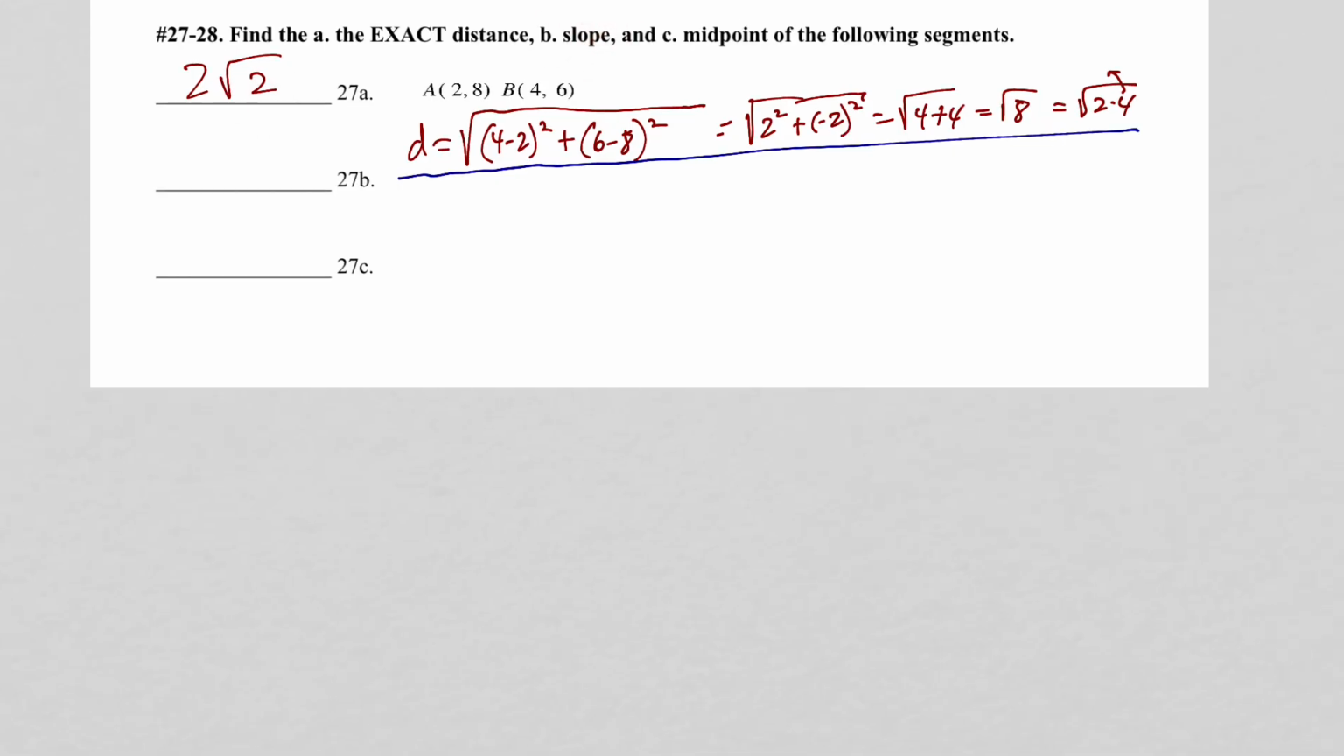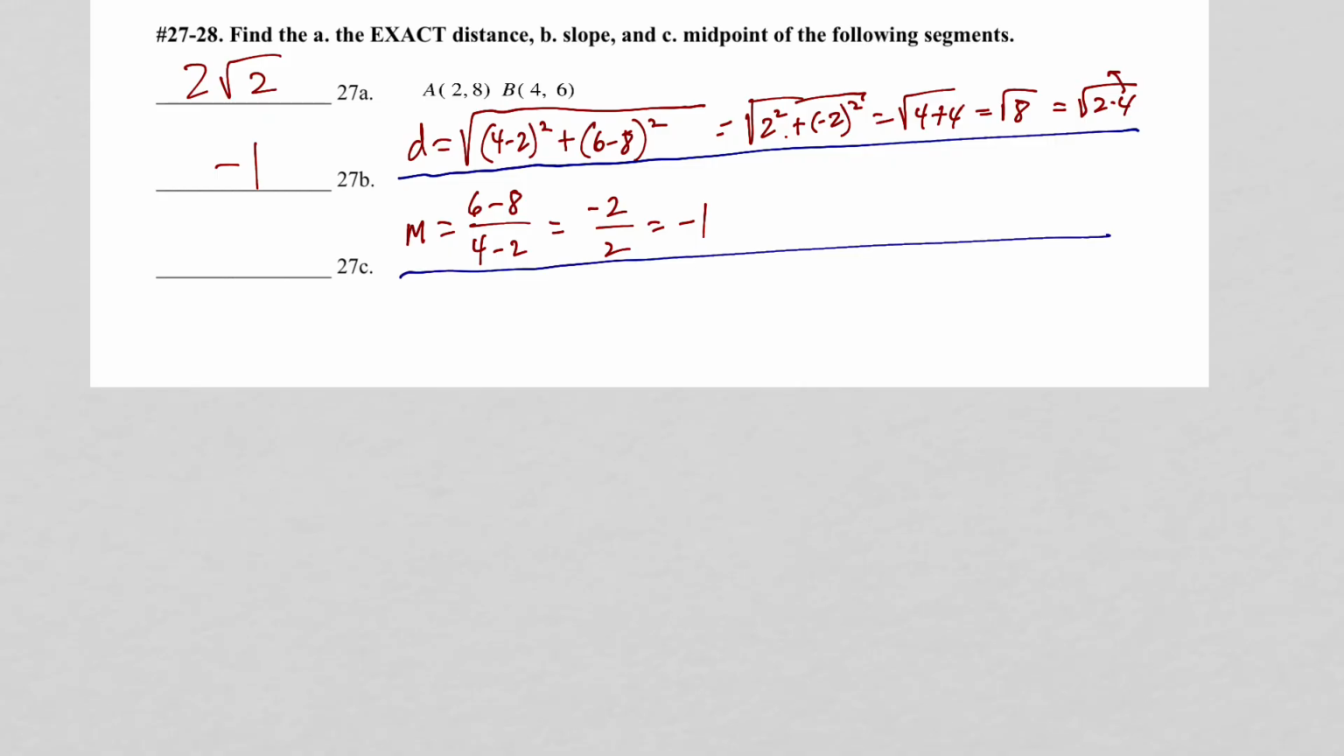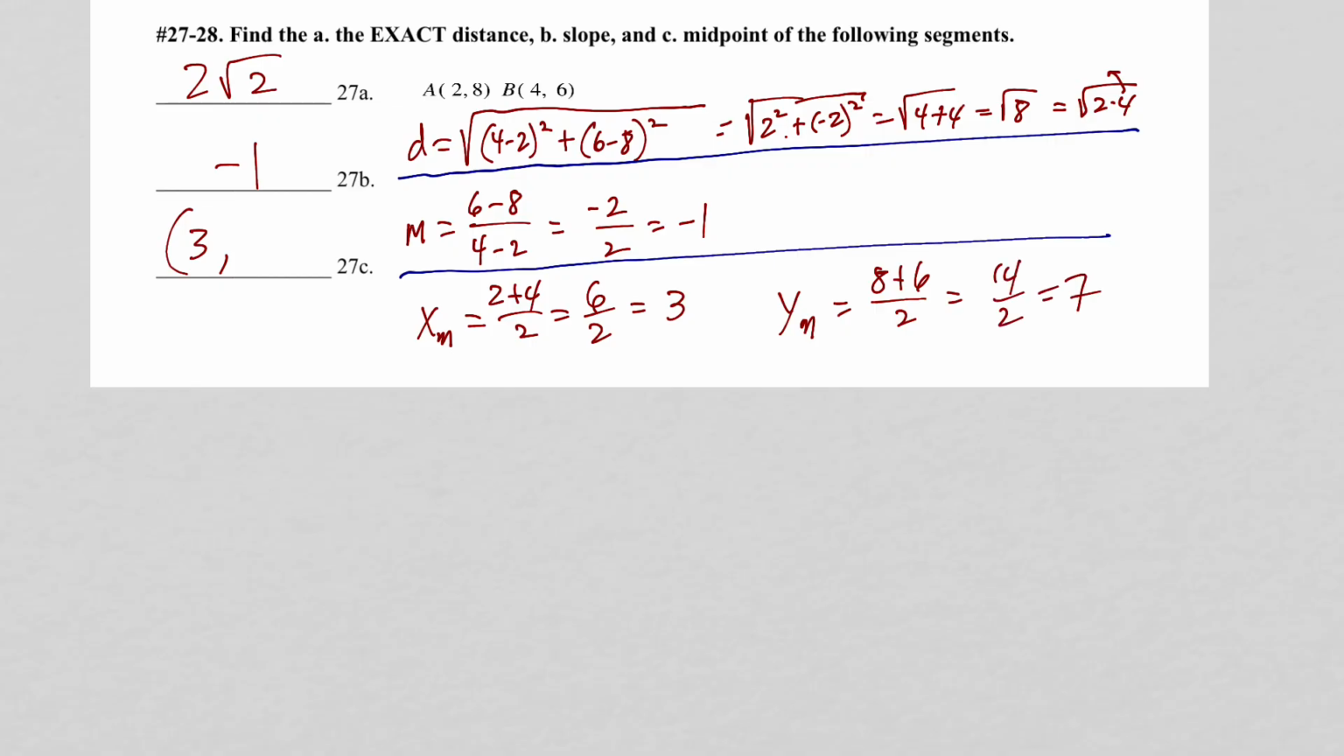Okay, the slope is y2 minus y1. So y2 is 6, y1 is 8, over x2 minus x1, 4 minus 2. So this is a negative 2 over 2, which is a negative 1. And finally, the midpoint. The x value of the midpoint is we add up the x's and divide by 2. And the y value of the midpoint is we add up the y's and write it as an ordered pair.